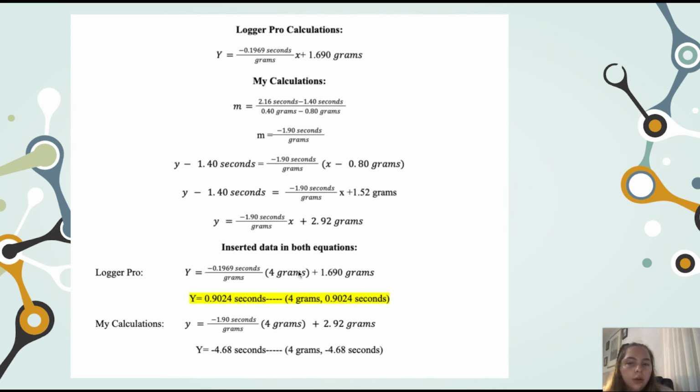In order to find an estimate or an example of this calculation, I decided to insert 4 grams as my x to find a rough estimate. For the Logger Pro graph, I found that if I inserted 4 grams for my x, I would get 0.9024 seconds. For my personal calculations, I got negative 4.68 seconds. So I've decided that the Logger Pro calculation or sample formula is the closest to my data, and that's the one I will be using.